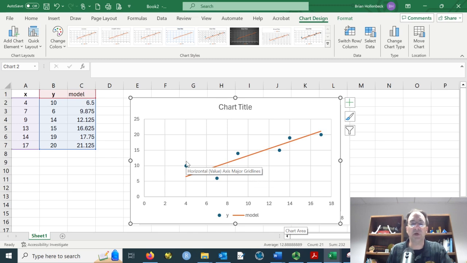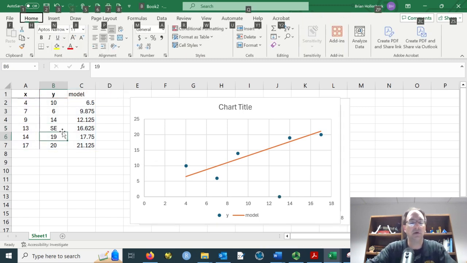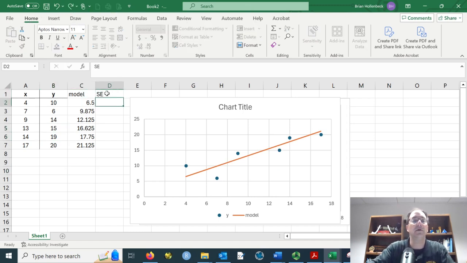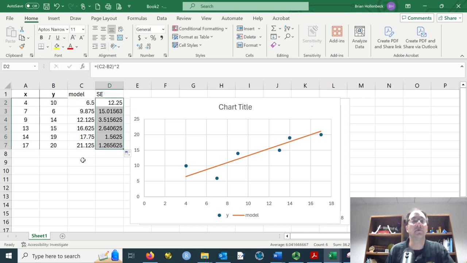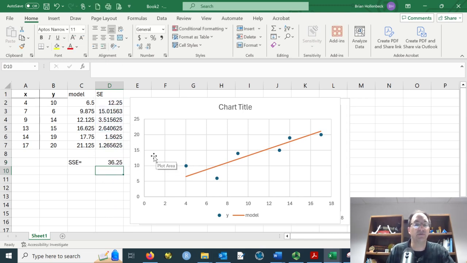Now, how good of a job is it? Well, remember one way of analyzing that is to look at the squared error and then add it up. So let's go ahead and do that. So squared error, I'm just going to call SE. So SE is equal to the model minus the actual, squared. Drag that down. And so SSE is going to be the sum of all those numbers. So the sum of all those numbers is 36.25.